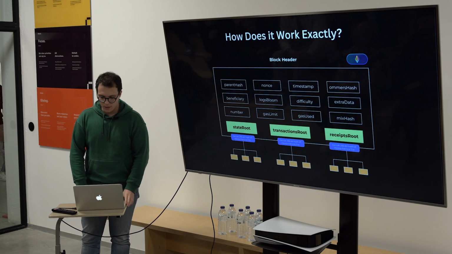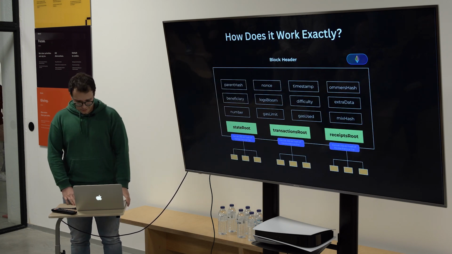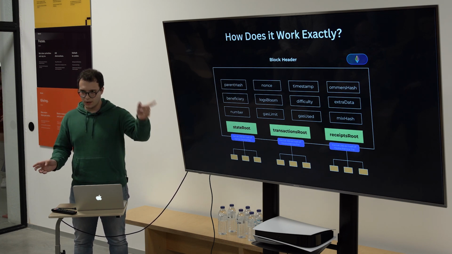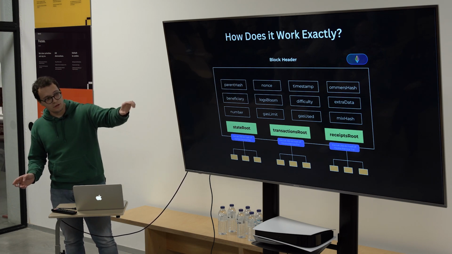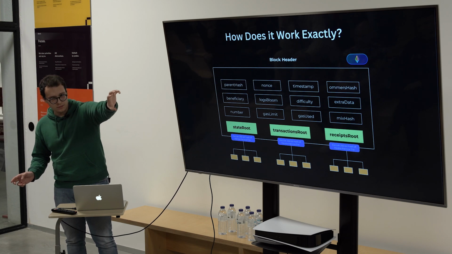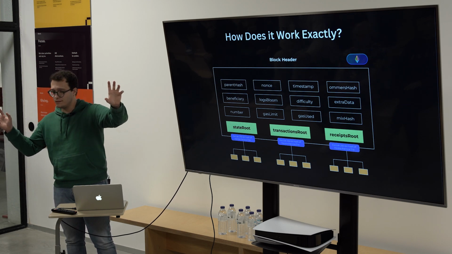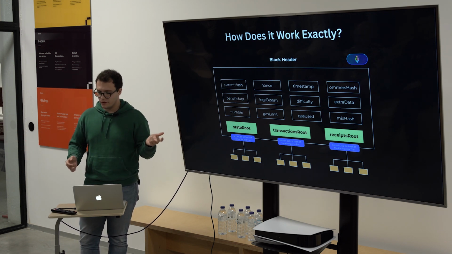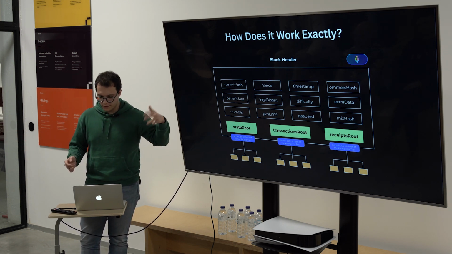Okay, so I mentioned block headers, so maybe a quick recap of what a block header is. I mentioned block hashes. A block hash is essentially you take this, you serialize it in a proper way, you hash it, and you get the block hash. And now what do we have? Parent hash, this is pretty important. I don't want to go and explain every single parameter in the header.